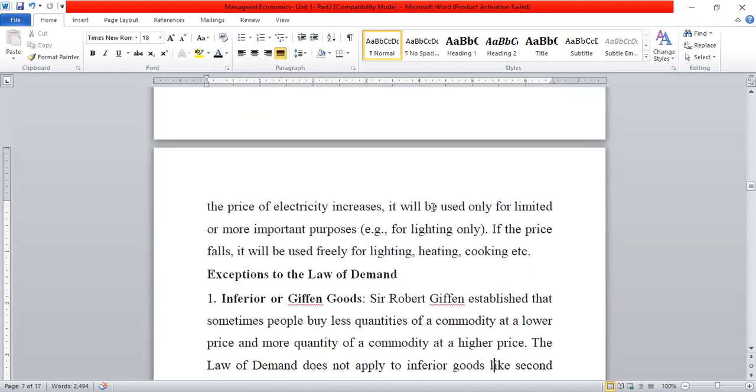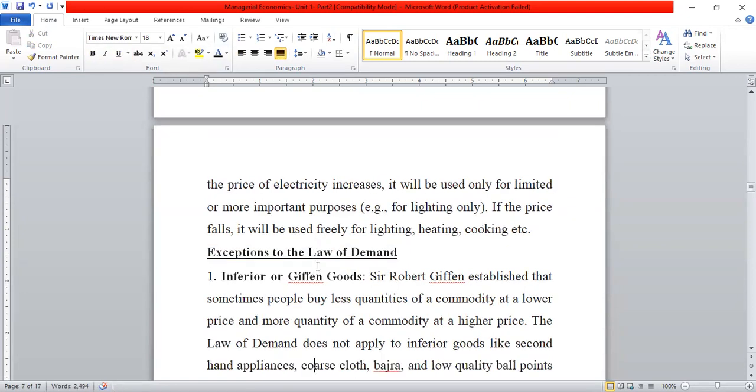Then there are a lot of exceptions to the law of demand. First, inferior or Giffen goods. Sir Robert Giffen introduced the Giffen goods theory.